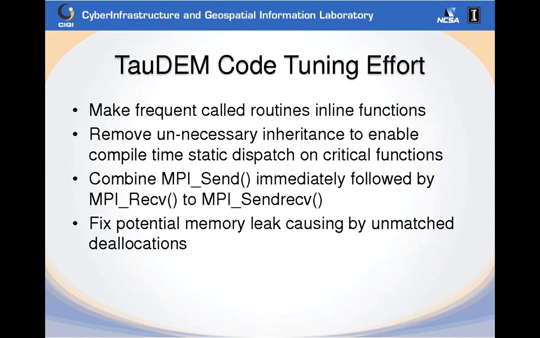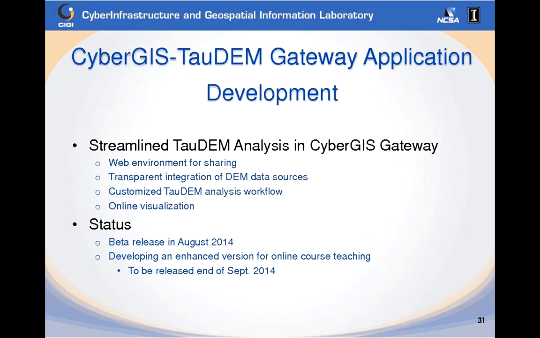So at last, we also did some code tuning. Since the code is written in C++, we made some frequently called functions inline. We removed some inheritance to make sure static dispatch is enabled instead of dynamic dispatch on some critical functions. Here, critical functions are those that are called a lot of times. We also combined the MPI send followed by MPI receive into an MPI send-receive.